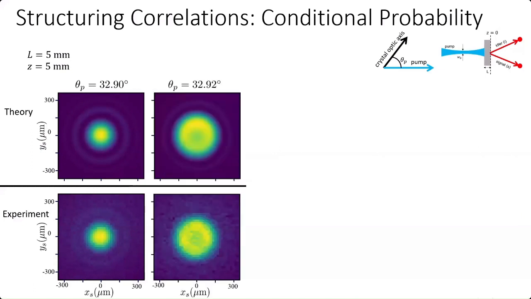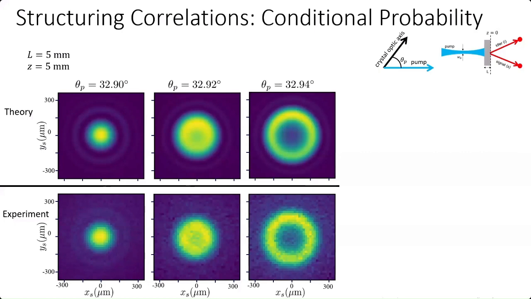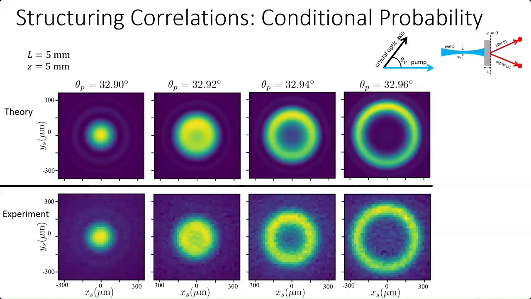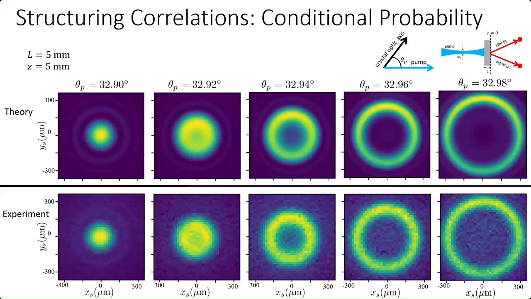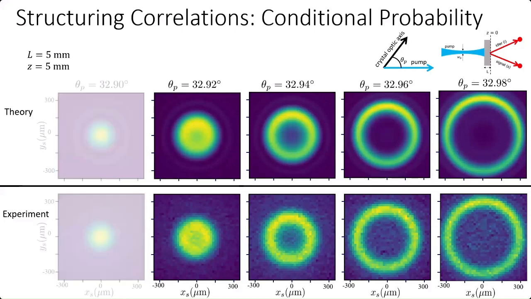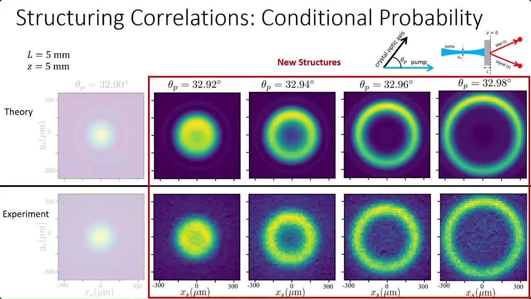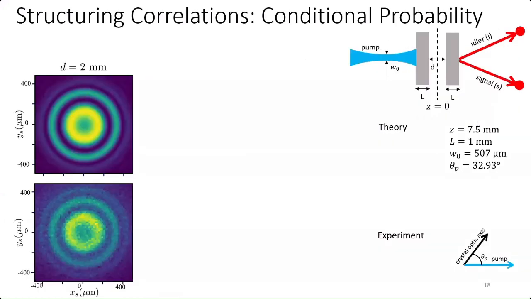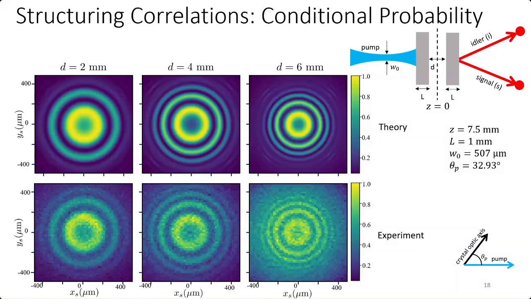Again, in the collinear regime, we have a blob, but as we move to the non-collinear regime by increasing theta p slowly, we see that this blob becomes a ring. Again, these ring-like structures are new structures which we observed in our experiment, and we see that there is a good match between our theory and the experiment. So this is for the double crystal setup. Again, over here, we see that as we increase the spacing, we see more of these fringe-like structures appearing.